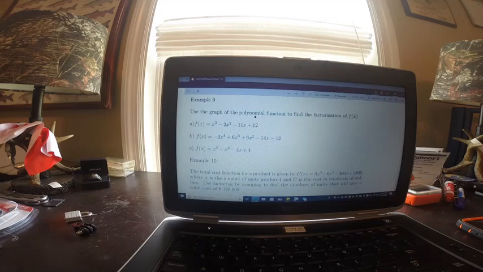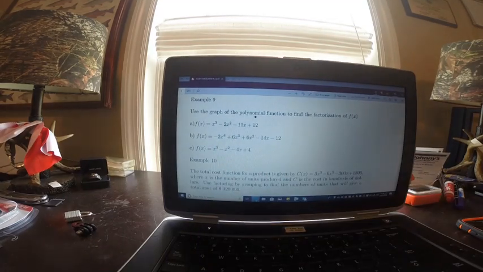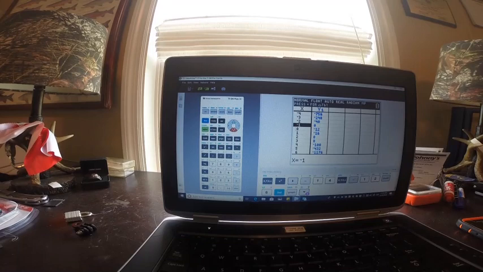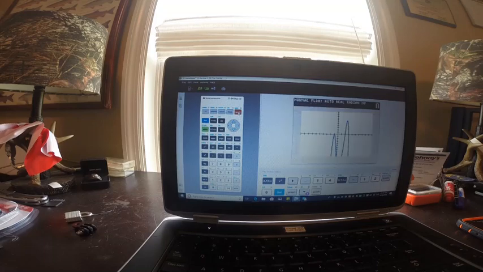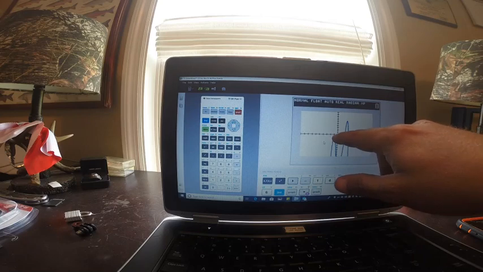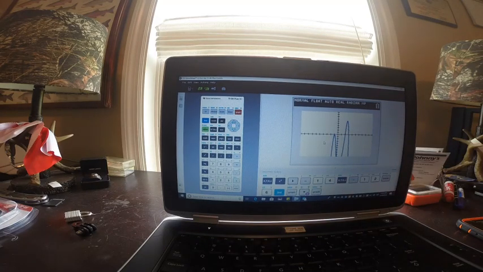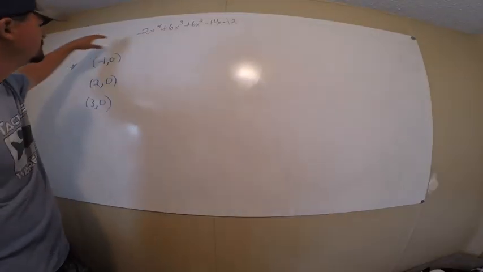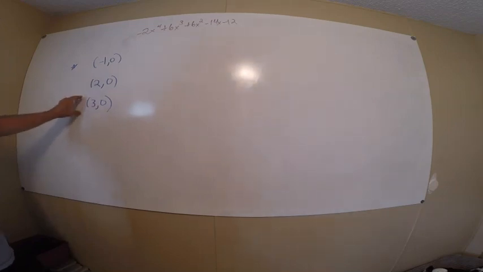Something I should also come back and notice, this is an x to the fourth. It can have as many as 4 zeros, but it doesn't have to have 4 zeros. Here it only has 3. So it has one at -1, 0, one at 2, 0, and one at 3, 0. And if I'm looking at the graph, the one it touches twice is at -1, 0. Now what that means, and you'll see it when I put it up on the board, is that when it comes up here and touches, it kind of counts twice. So let's go to the board real quick. Alright, so this is our original equation, and these are the 3 that we found here on the calculator.